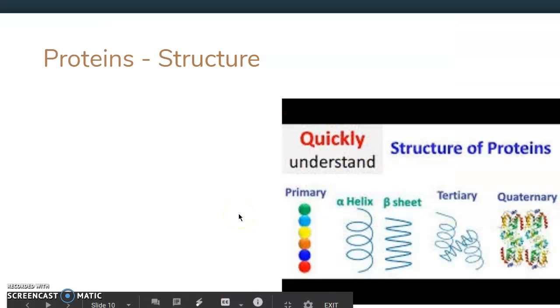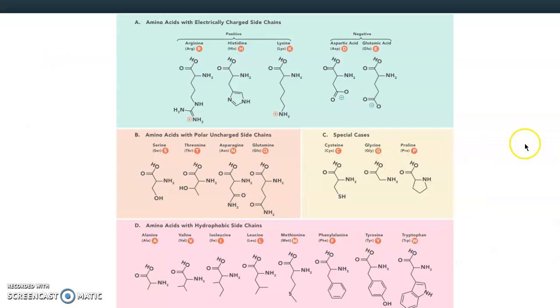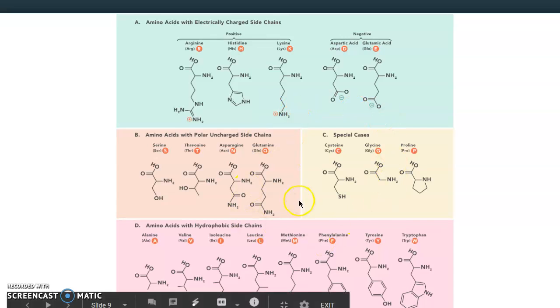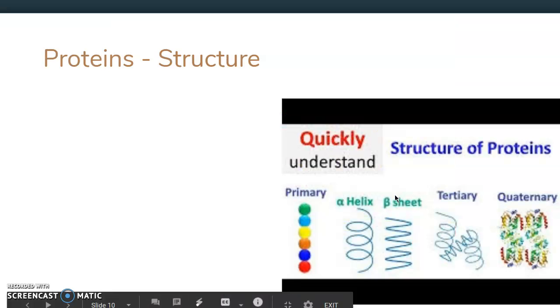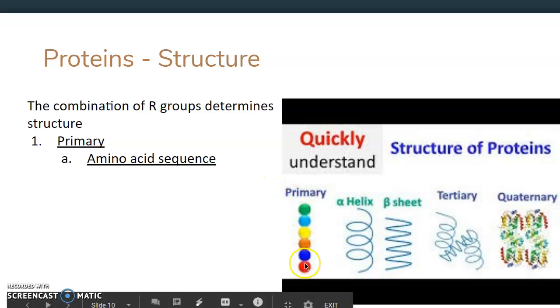So our protein structures, there are 4 different structures, and the combination of R groups determines our structure. So the different amounts of these and in the different orders that they're in really will change the shape dramatically. So our first structure is our primary structure. So we have this being our amino acid sequence. We can see from this little picture that it's literally just the amino acids in a line and nothing more.